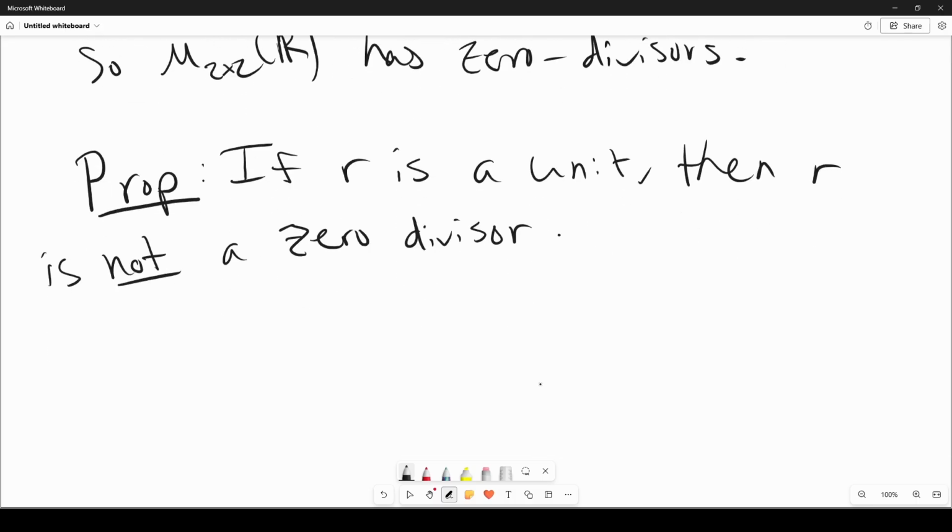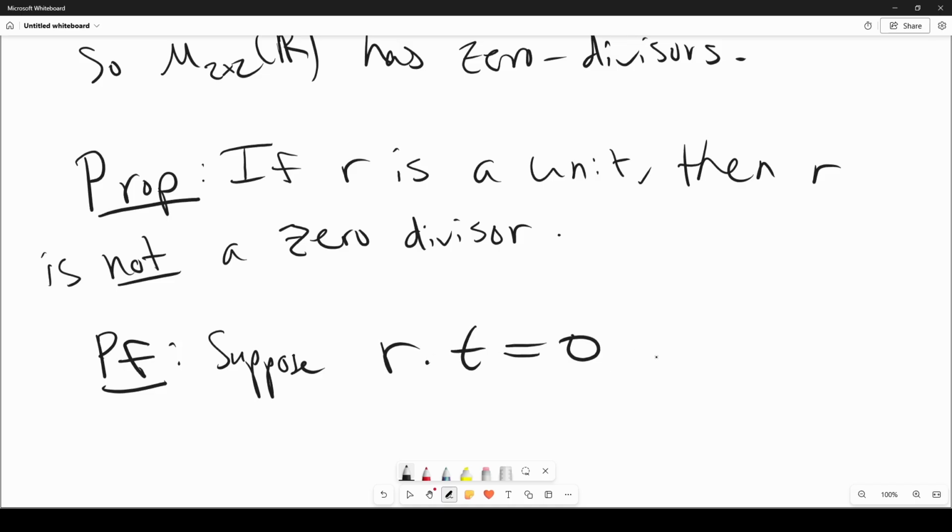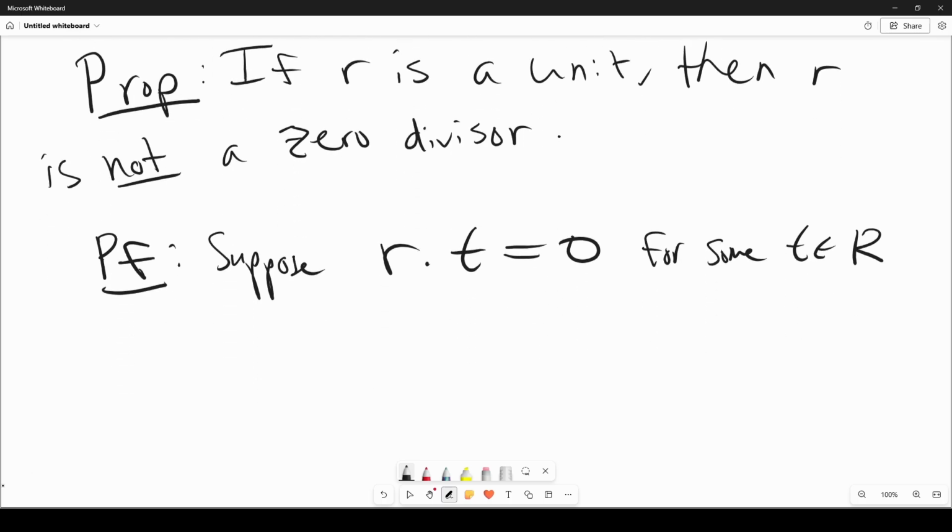Okay, this is not too hard. Let's do it. So if r is a unit, we want to show r is not a zero divisor. So suppose r times something equals 0. So suppose r times t equals 0 for some t in my ring R. Now I need to use the fact that r is a unit. So I'm going to multiply both sides by r inverse.